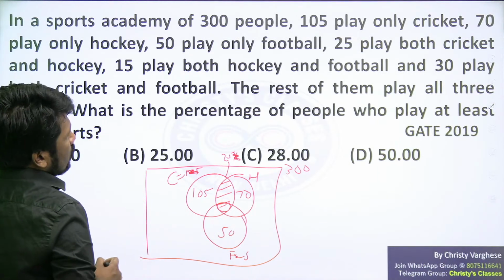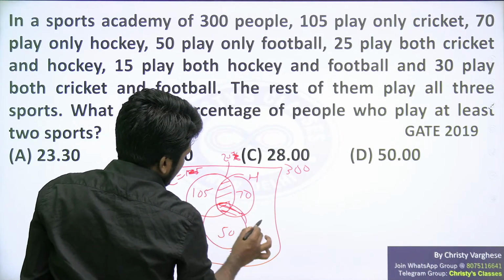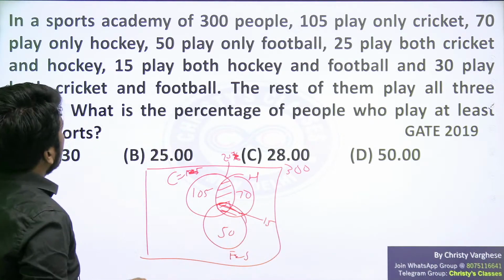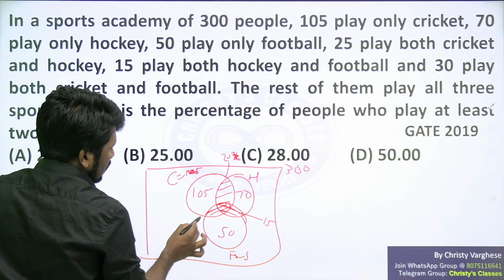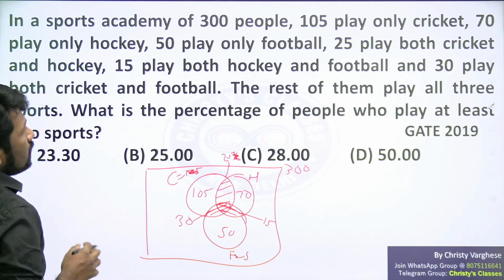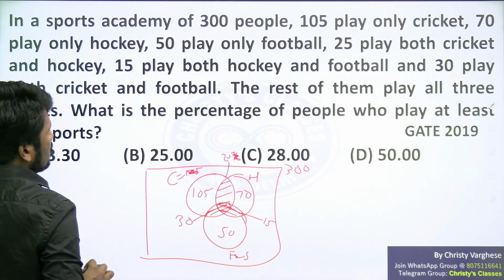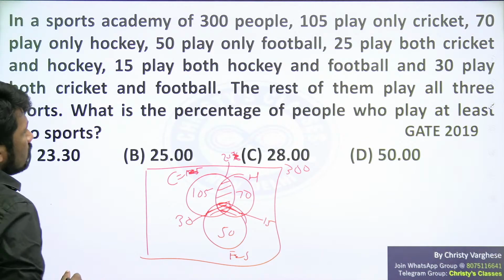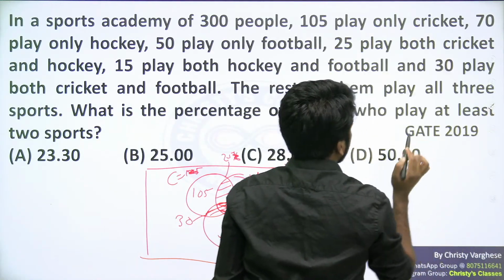15 play both hockey and football. This intersection part is 15. And 30 play both cricket and football, so this intersection part is 30. The rest of them play all three sports. So all three sports is played by the rest of them. So question is, all three sports we don't know what is the number.